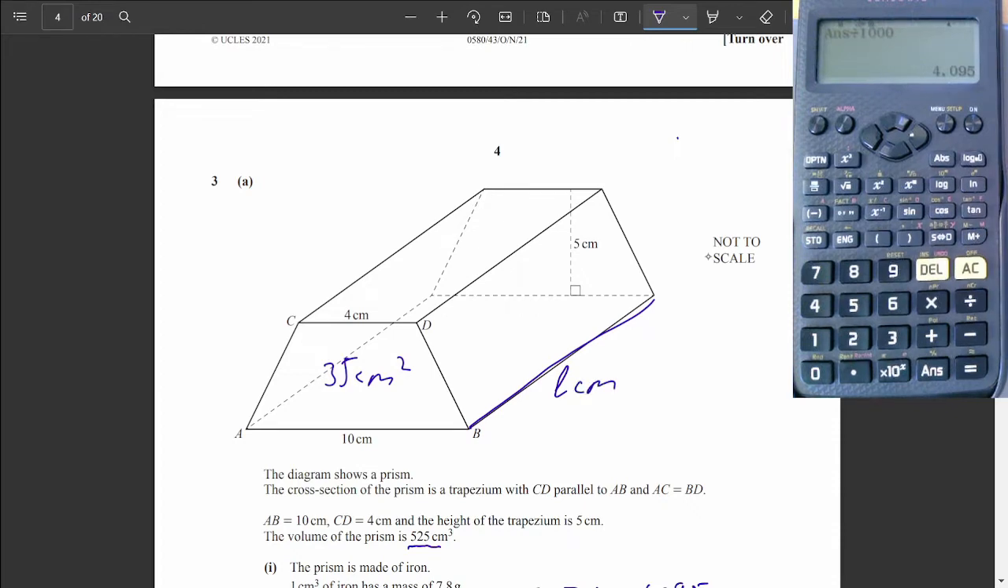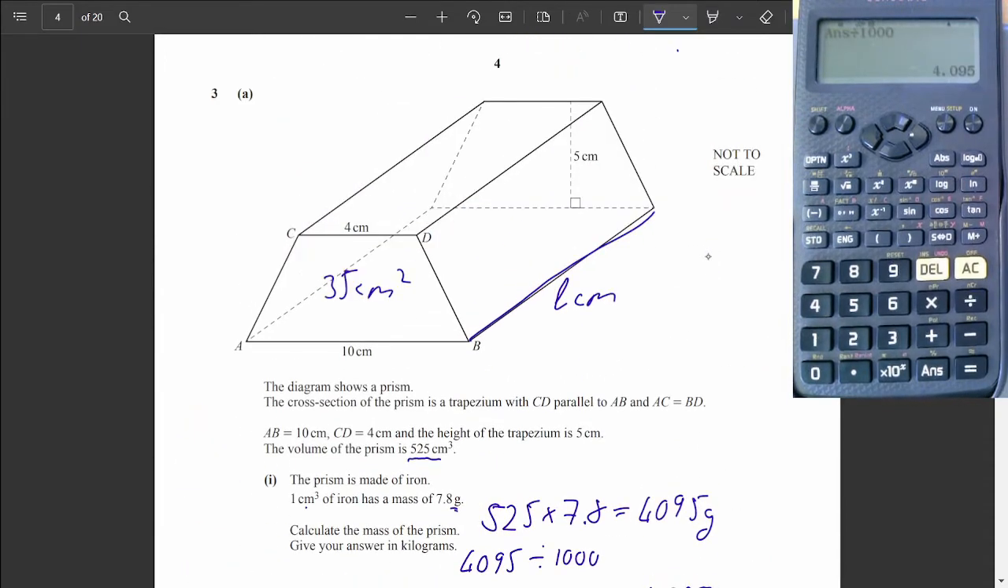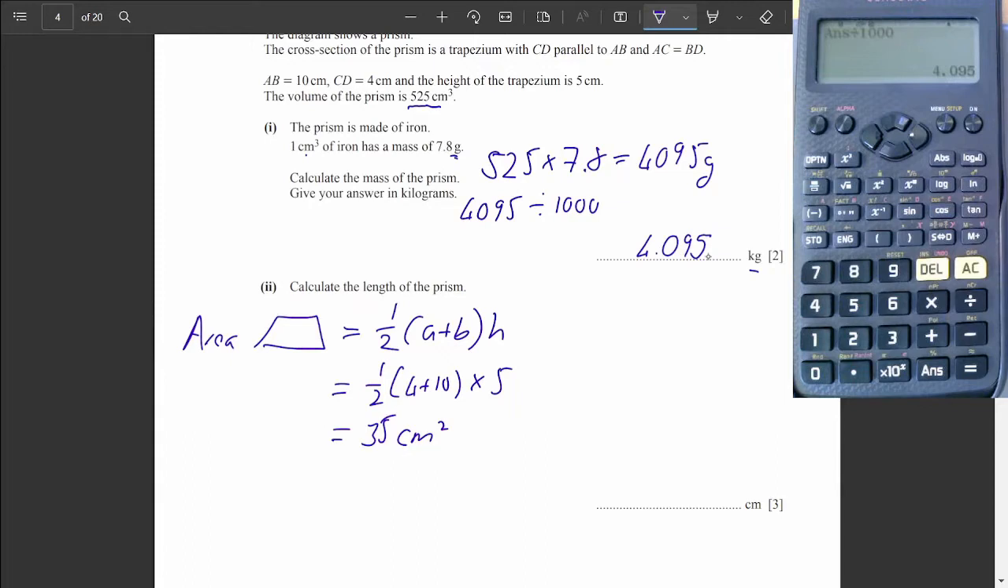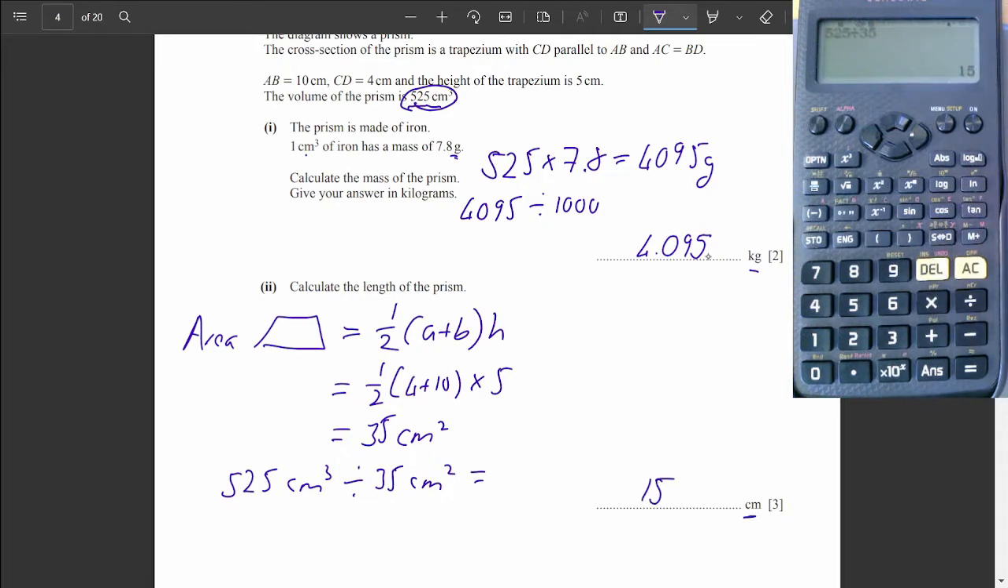But now we're moving backwards. We got the volume, so all we need to do is divide it by 35 centimeters squared, and we'll have the length. So the volume was given there, 525 centimeters cubed. We divide that by 35 centimeters squared, and that, of course, will give us the answer in centimeters like they want. So it's important to take note of the units.